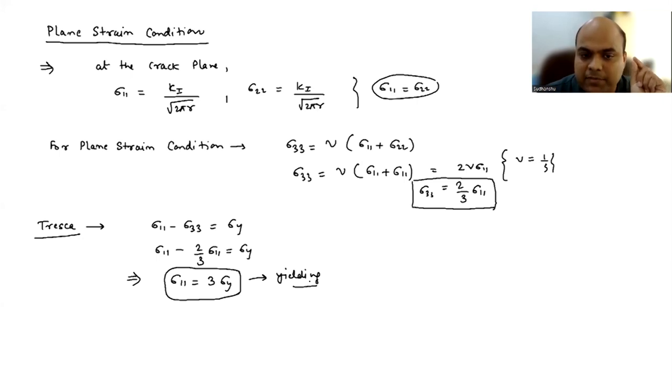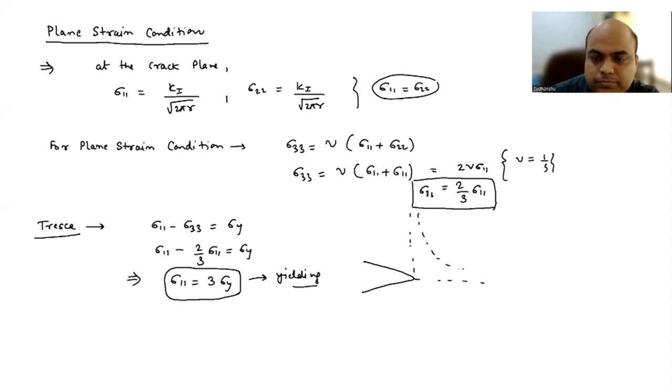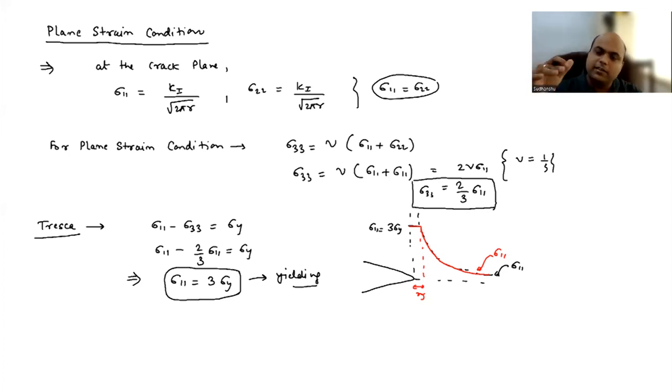So as soon as sigma 11 becomes 3 sigma y, your material is going to yield, and you can safely now calculate what is the plastic zone size. So what I am saying is, this is your sigma 11. As soon as sigma 11 becomes 3 sigma y in this case, your material is going to yield and your curve will be something like this. And this is your ry. Below this ry, you are going to have yielding of the material. Again, it is perfectly plastic, so it becomes flat. If it is strain hardening, then it is going to go up.